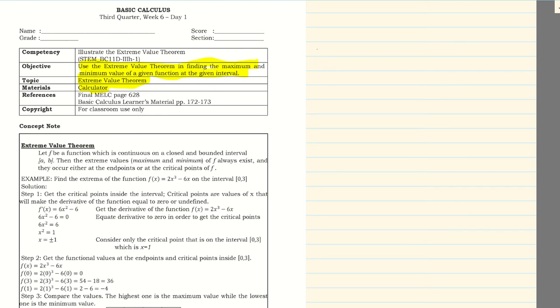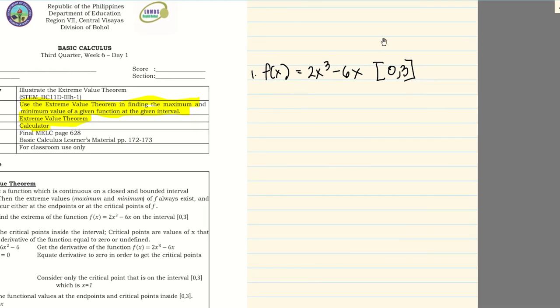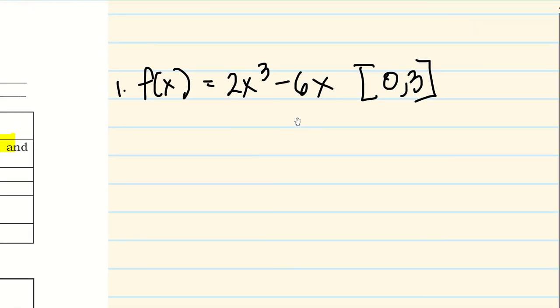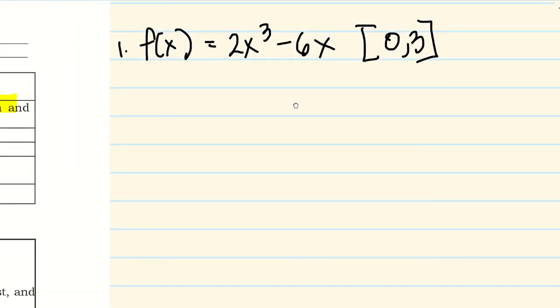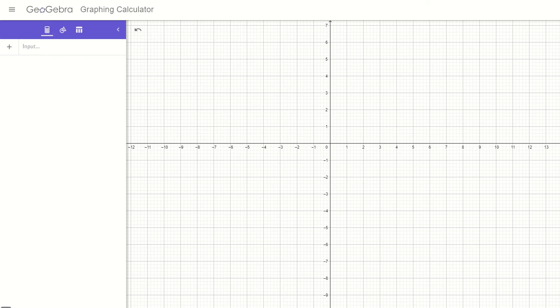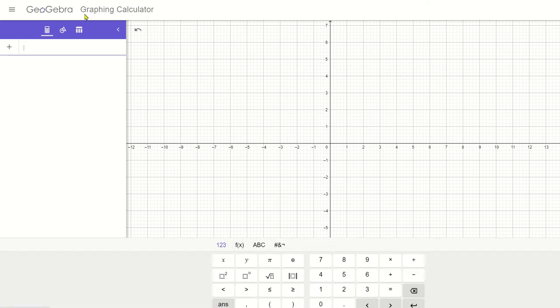So we have here a function, f of x is equal to 2x cubed minus 6x, with the interval of 0 to 3. Here we have two steps. Before we go to the steps, let's zoom in a little bit. This is an optional way, but you can try to graph this using the GeoGebra graphing calculator. So we have here 2x to the power of 3, minus 6x.